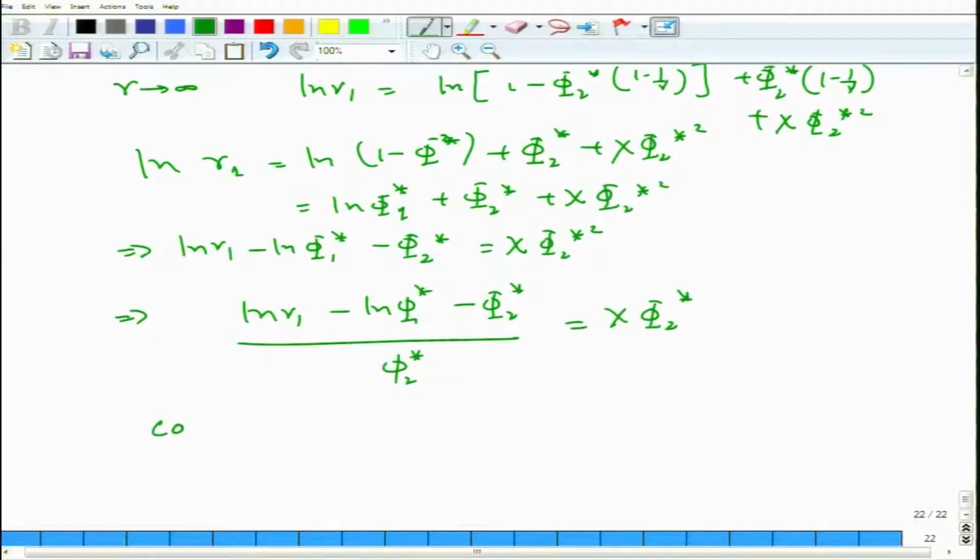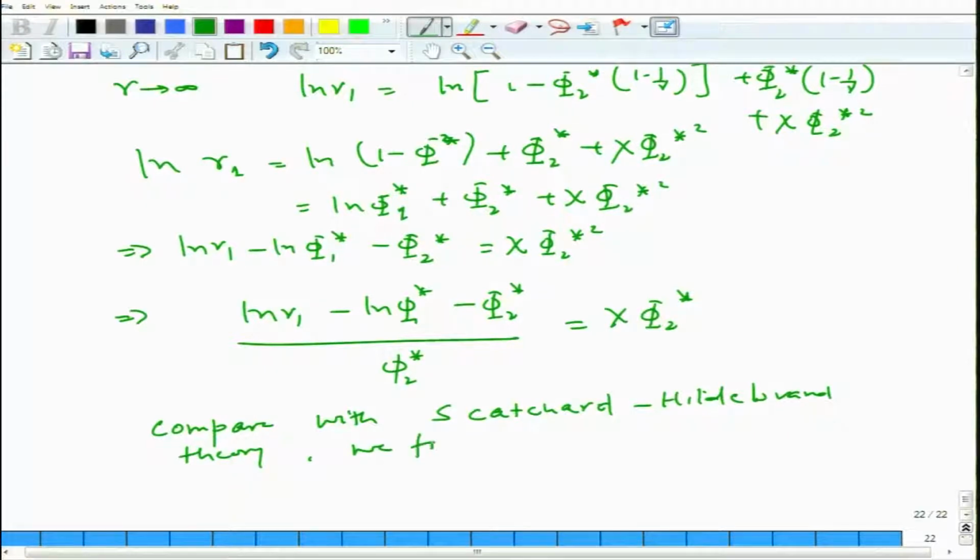So, if you compare with Scatchard-Hildebrand theory, then you can find that chi is nothing but V1 by RT times the difference in solubility parameters to the square, where we know this V1 is nothing but the molar volume of the solvent, and delta 1 and delta 2 are the solubility parameters of solvent and polymer respectively.